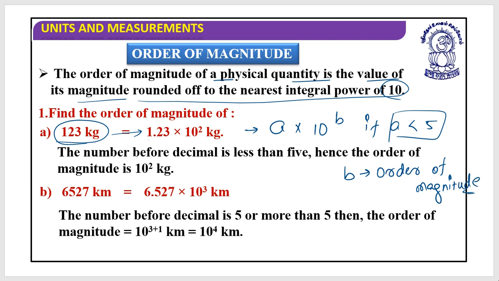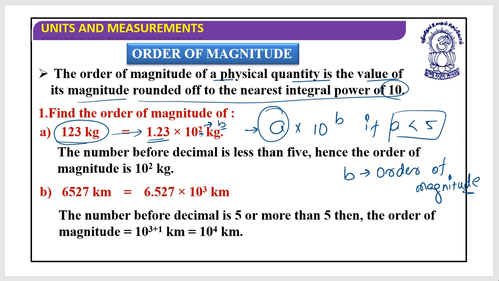So here this is a and 2 is the b. 1.23 is less than 5. Yes. So b, which is equal to 2, that 2 is the order of magnitude. Clear? Yes. Let's look at one more question.